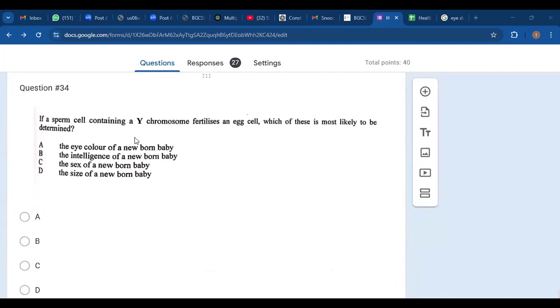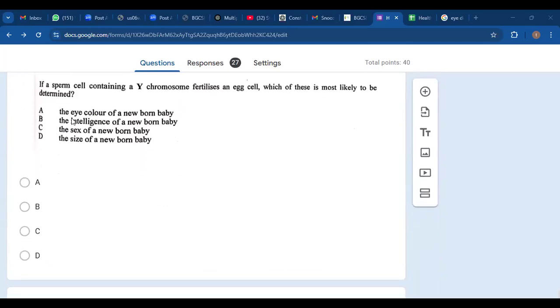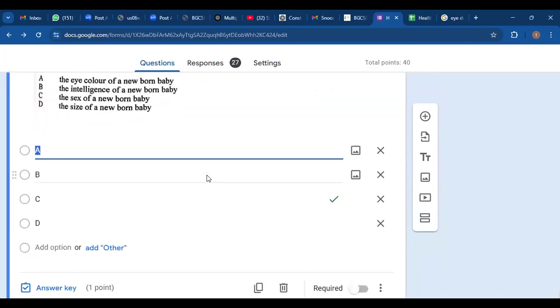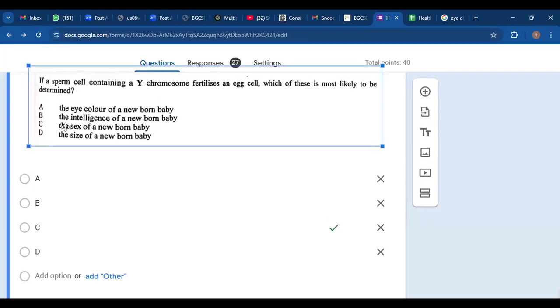If a sperm cell containing a Y chromosome fertilizes an egg, which of the following is the most likely to be determined? A, the eye color of the newborn baby, B, the intelligence of the newborn baby, C, the gender of the newborn baby, or D, the size of the newborn baby? That's easy. The gender of the baby. C. Yeah, C.